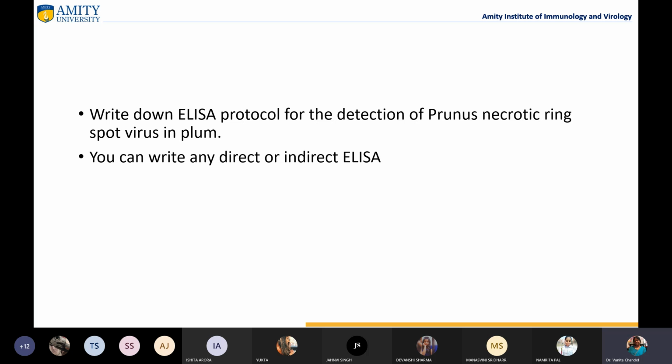So, how to prepare those buffers? What is the composition of a wash buffer? What is the composition of a coating buffer?